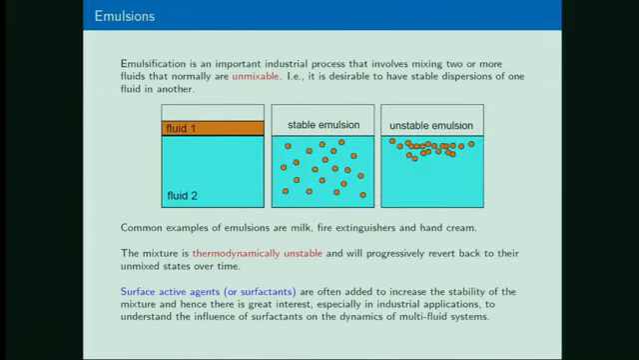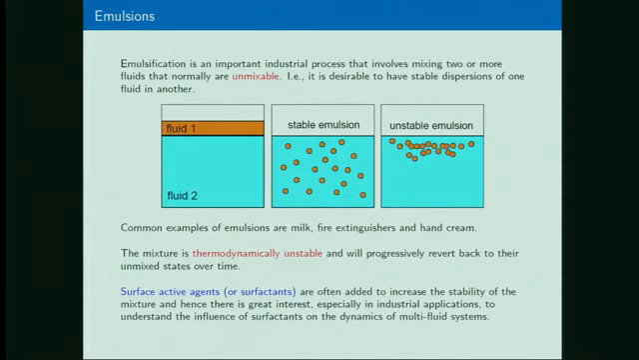So in industry, emulsification is a process where we want to mix two fluids that are normally unmixable. In particular, it's desirable to have stable dispersions of one fluid in another. So here we have, in the first picture, two fluids. And when we have something like this, stable dispersions of fluid 1 in fluid 2, we call the entire mixture a stable emulsion. Otherwise, we call it an unstable emulsion.